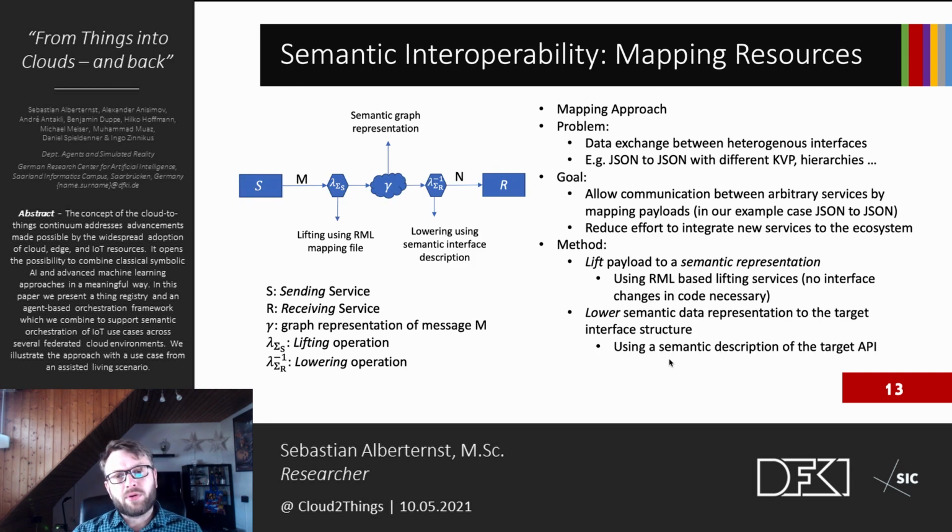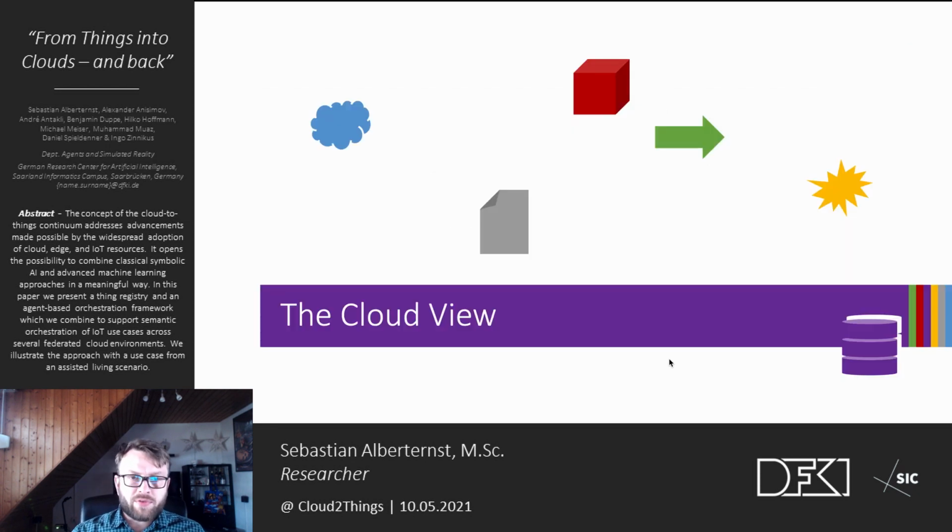The payload mapping approach tries to solve the problem that things have various payload formats. It makes it hard to exchange data between multiple heterogeneous interfaces. The goal is to allow communications between arbitrary services by mapping payload. Our method lifts payload to a semantic representation using RML mapping by using our developed lifting service. After that, the semantic data representation is lowered to the target interface structure using the semantic description of the target API.